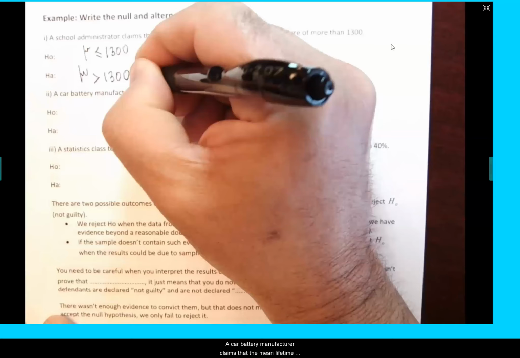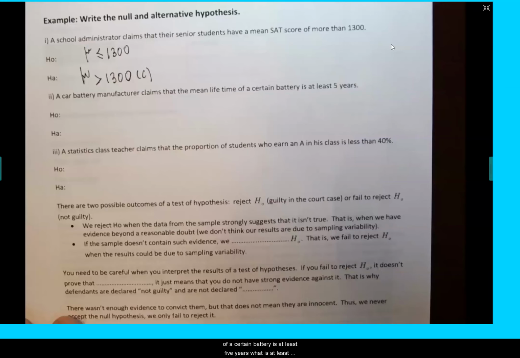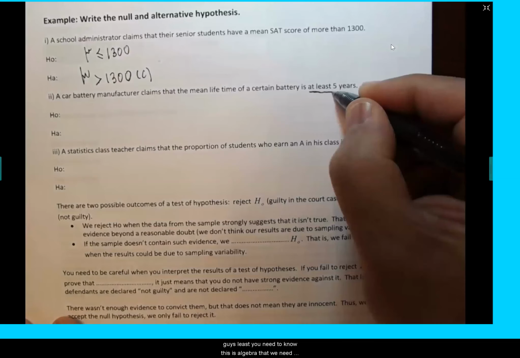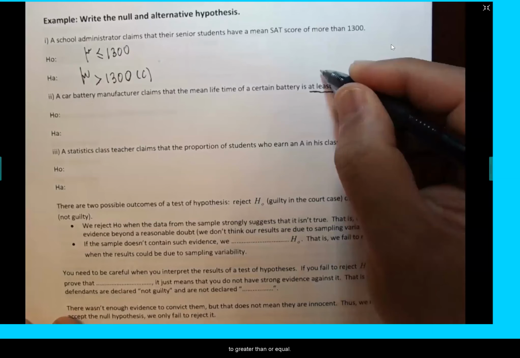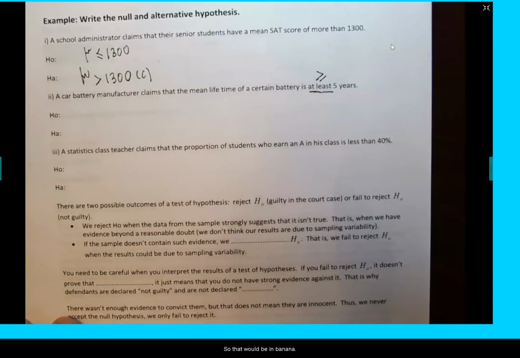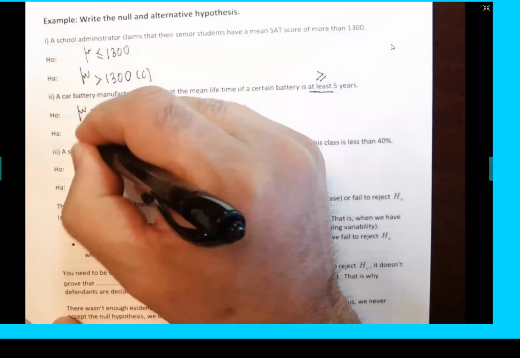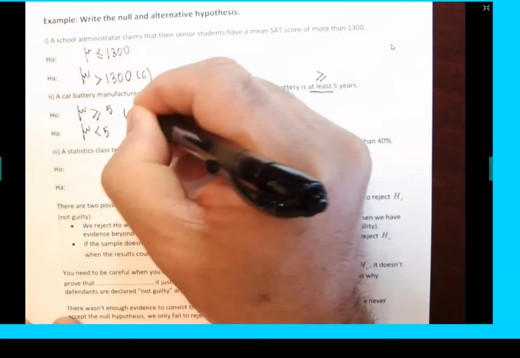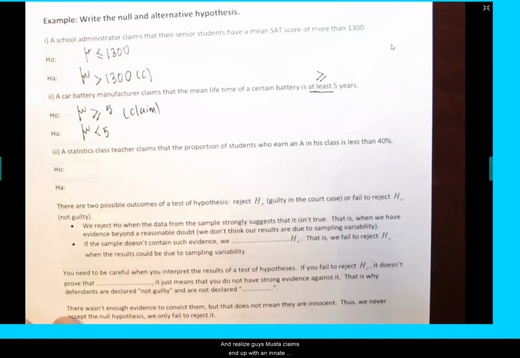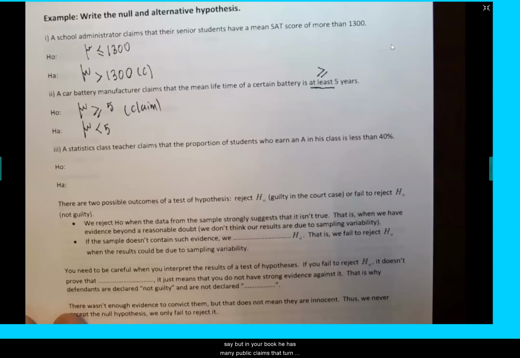A car battery manufacturer claimed that the mean lifetime of a certain battery is at least 5 years. What is at least, guys? This you need to know. This is the algebra that we need, greater than or equal to. So that will be in the null. What did he say? 5 years. And that's the claim. In real life, guys, most of the claims end up in HA, but in your book, he has many probably claims that turn out to be in H0.